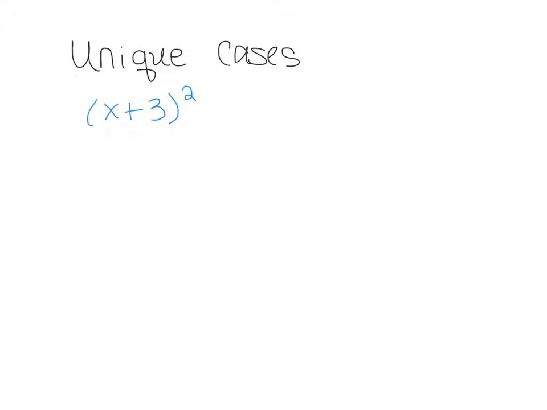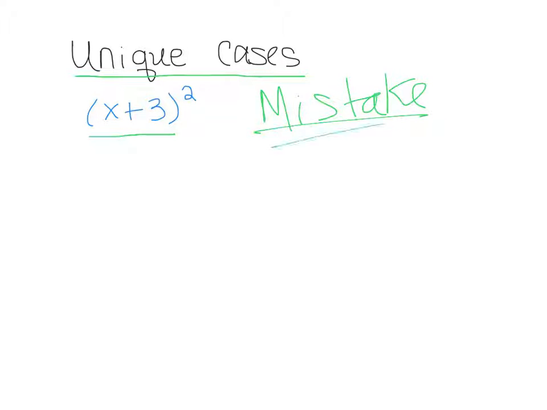There's some unique cases that I want to look at as we multiply our polynomials. So the first is when we have a binomial raised to the second power. A common mistake that I want to point out is for someone to think, well, I can take and square the first and square the second. So I would be x squared plus 9.